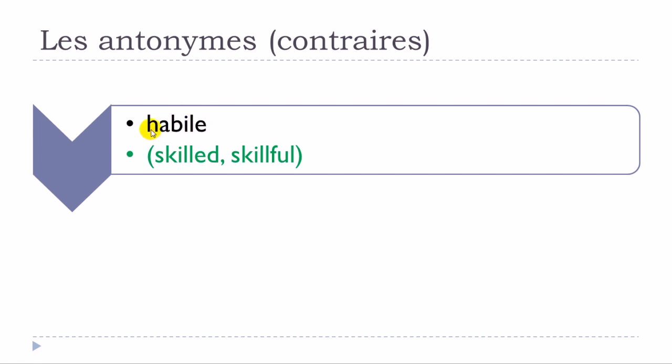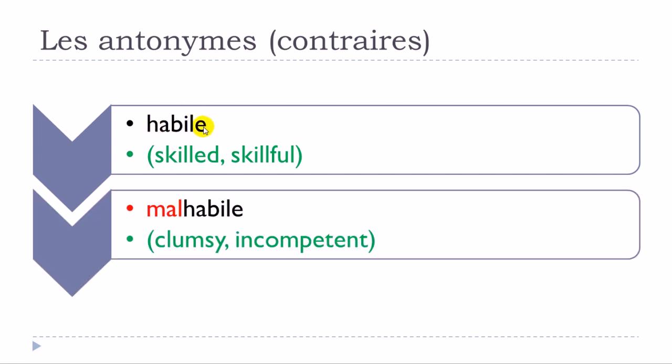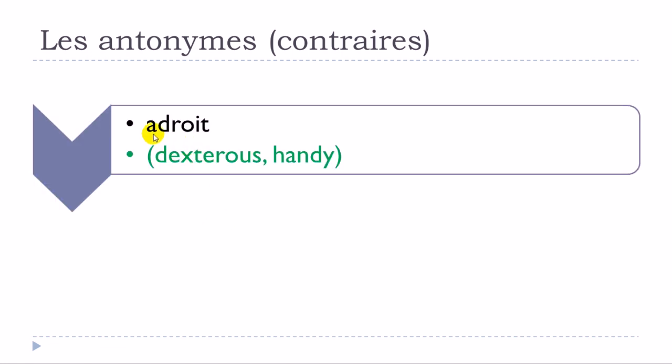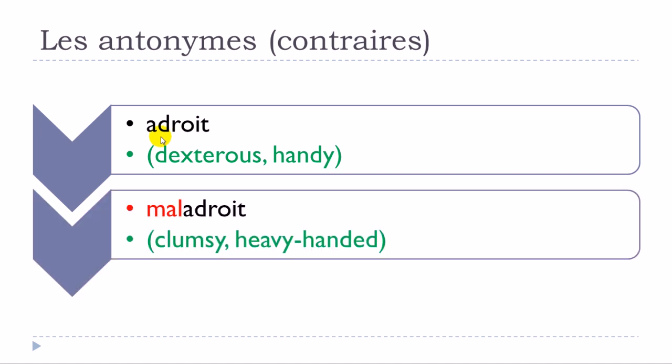Habile, habile will give you malhabile, malhabile. Okay, so habile, and then you just put this mal, malhabile. Adroit, adroit will give you maladroit. Okay, so quite simple, adroit and then maladroit.